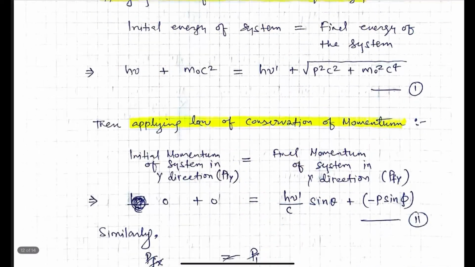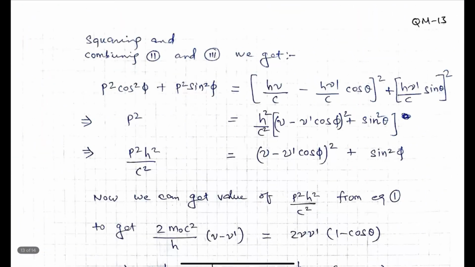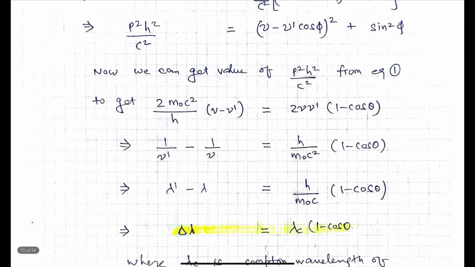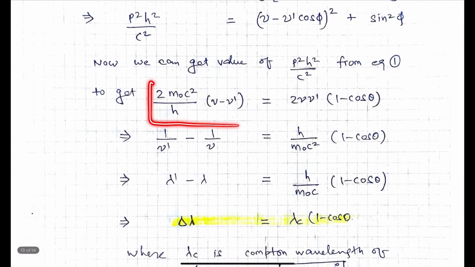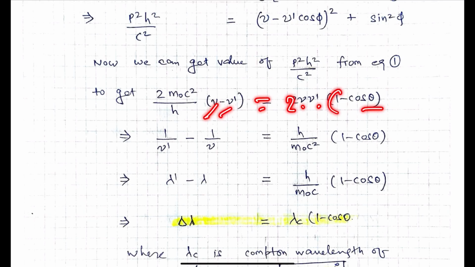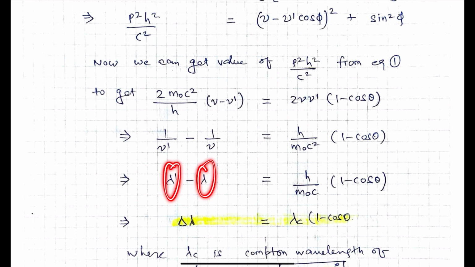We will manipulate it in a way that we get the value of p square h square divided by c square. And once we do that, we are back with this particular expression where 2 m naught c square divided by h is equal to mu minus mu prime equals 2 mu prime 1 minus cos theta. Okay. And then you can just convert this 2 into this form, 1 upon mu prime minus mu, and this could be lambda prime minus lambda.